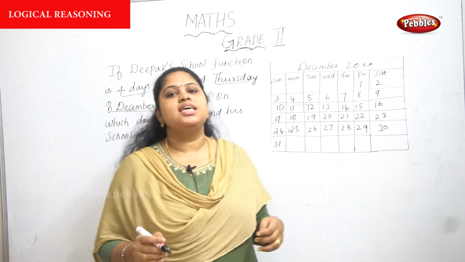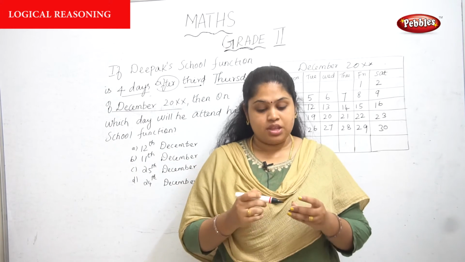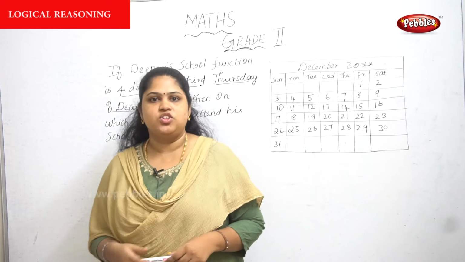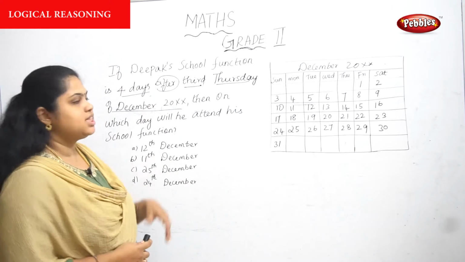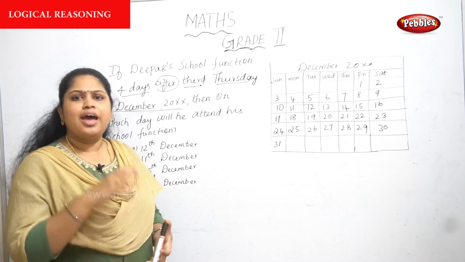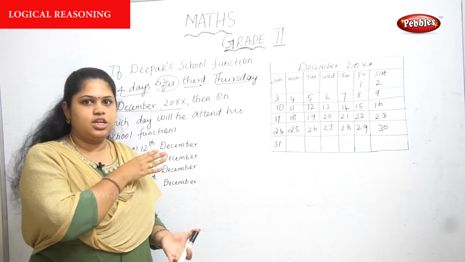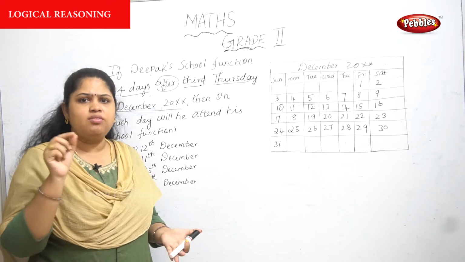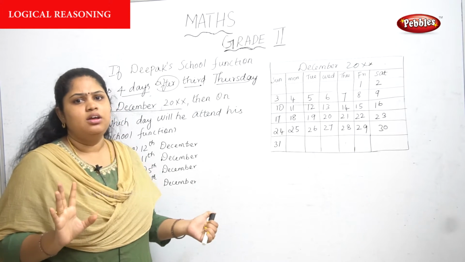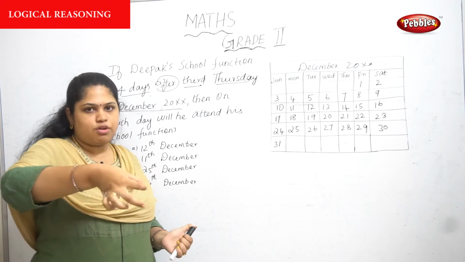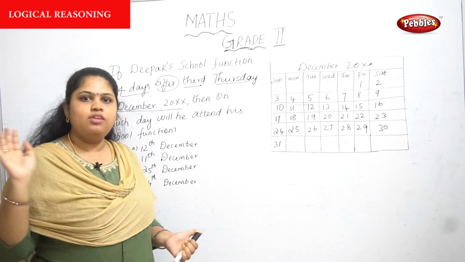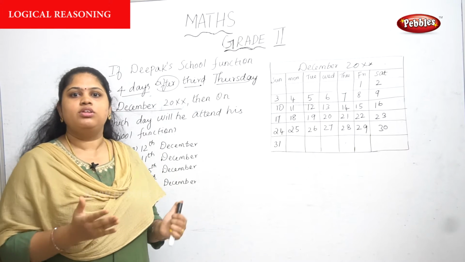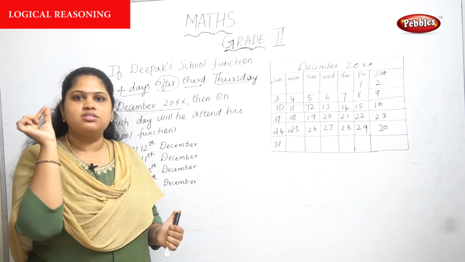So they are asking an indirect question of when is the school function, isn't it? Whose school function? Deepak's school function. They have actually given the answer, isn't it? In every logical reasoning question, they have an answer in the question itself. Only we have to pick the answer out. So the question always comes along with an answer. We have to just pick out the answer alone.